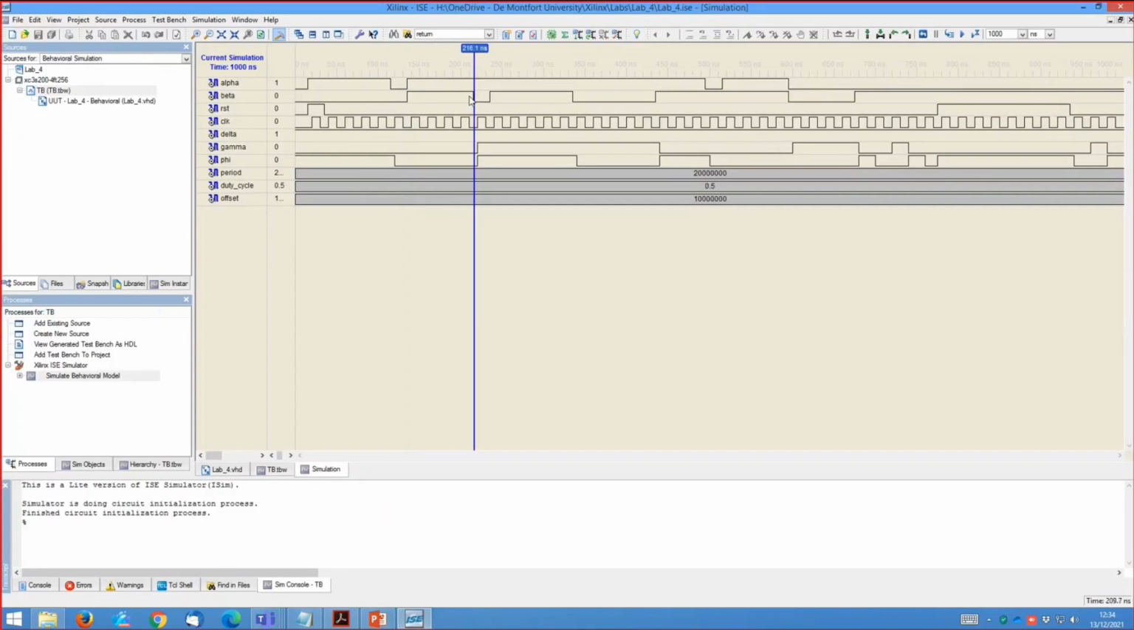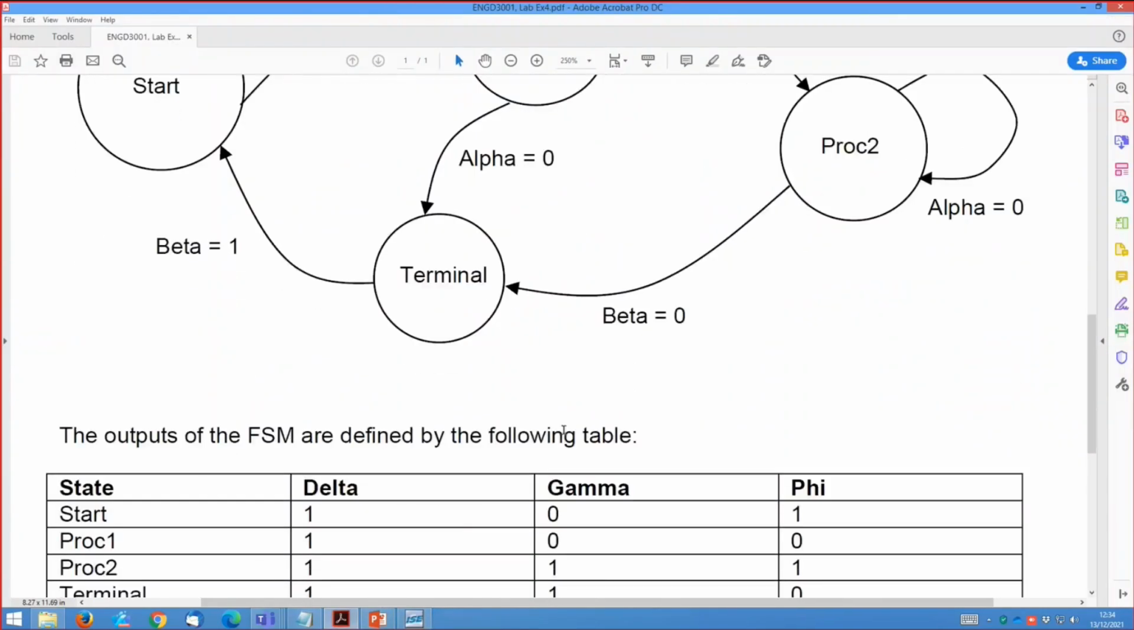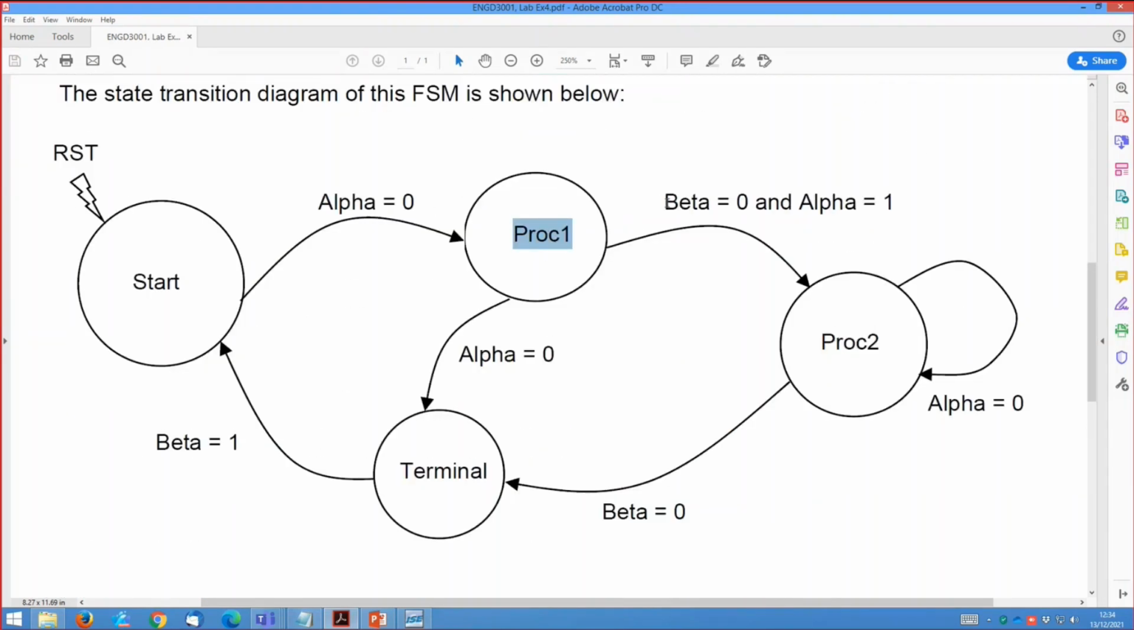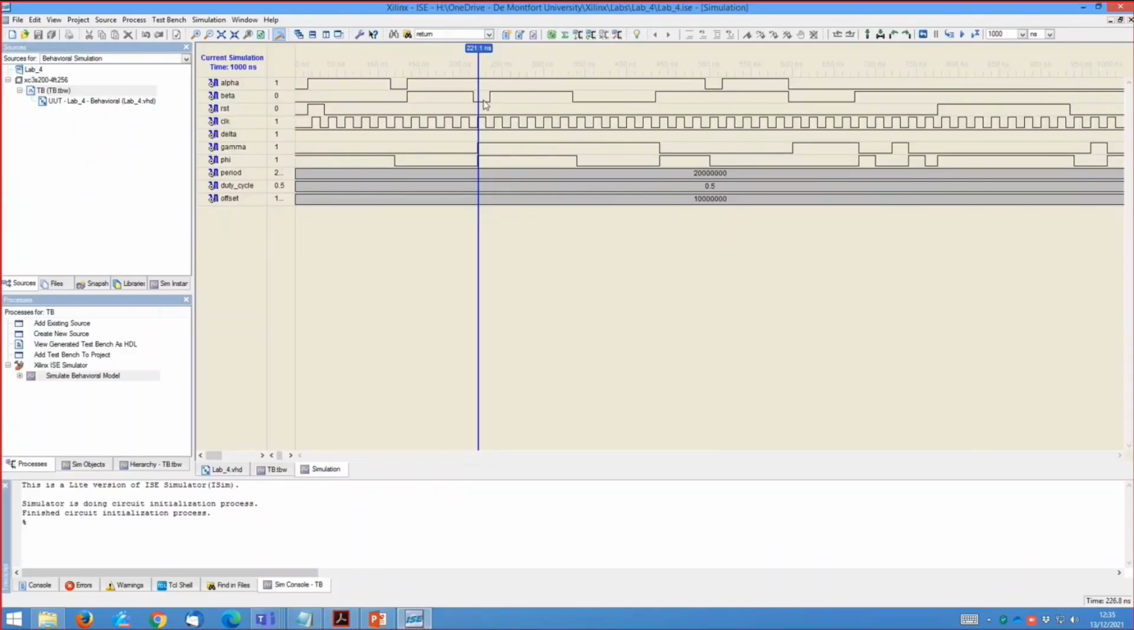beta is put to 0 a few clocks later, and as soon as the clock arrives, you notice that the state changes, because beta is 0 and alpha is 1, and the state changes to 1, 1, 1. If we're looking at the truth table, 1, 1, 1 corresponds to proc 2. So let's see if that's right. Because now beta is 0 and alpha is 1, we are going to proc 2, which is correct. If we have a look, at that point beta was 0 and alpha 1, which changed the state immediately to proc 2.